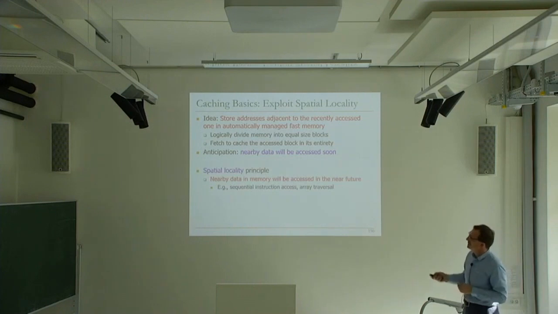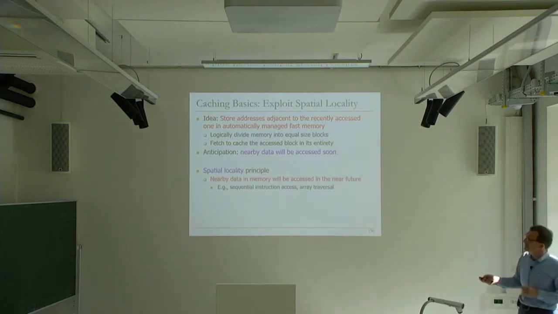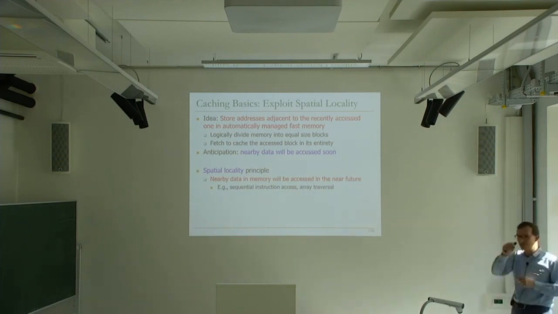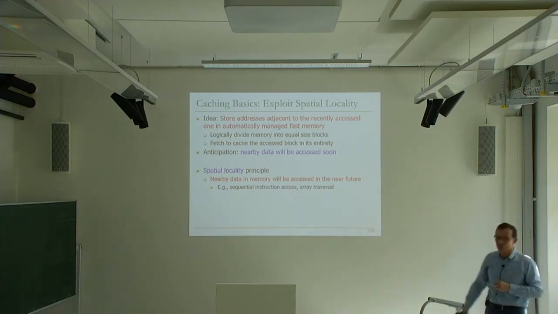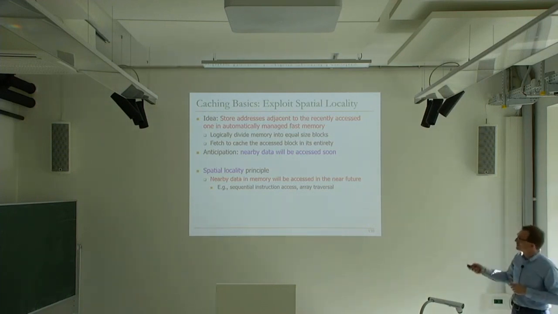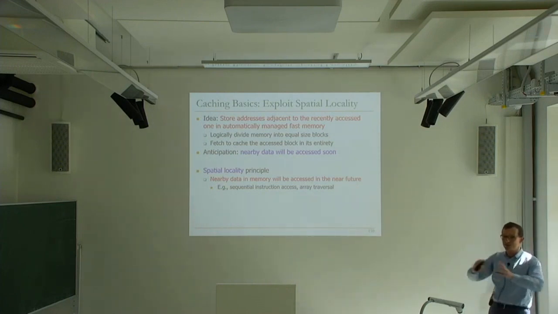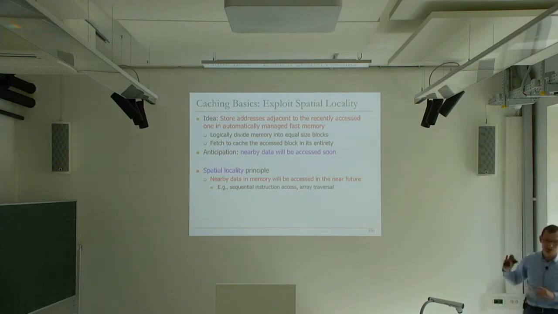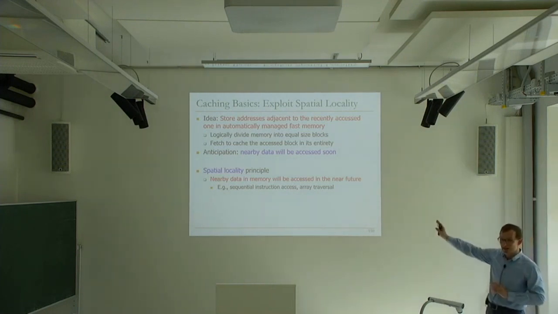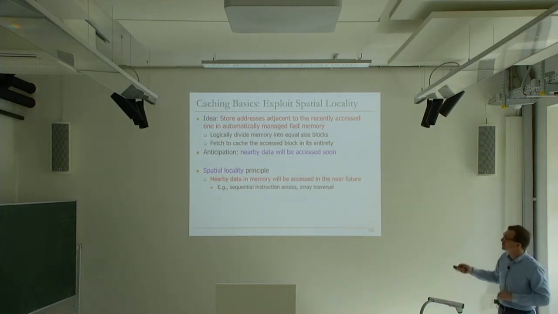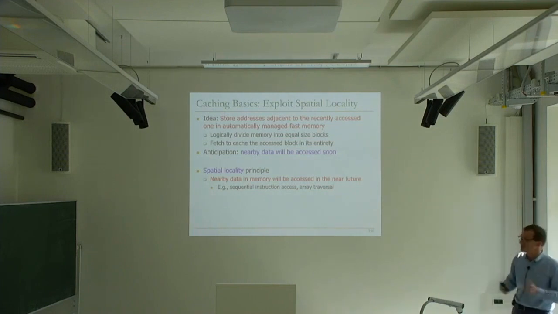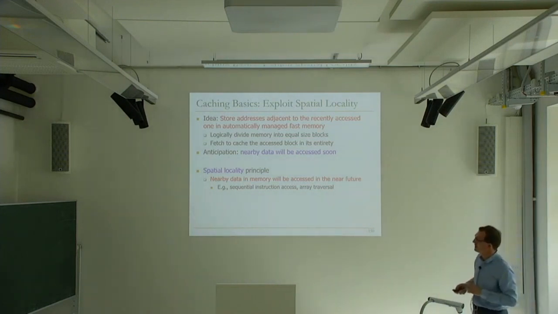And again, this exists in many programs. Nearby data in memory will be accessed in the near future. That's the spatial locality principle. If you're doing sequential accesses in the instruction stream, whenever you're executing a program, it's usually sequential. If you're doing an array traversal, that's also true. If your data structures are laid out nicely, you will get sequential accesses. But it's not always true, actually. A lot of the graph programs today, as we will discuss, have a lot of random memory accesses. So this principle doesn't always hold. The temporal locality principle doesn't always hold either. It really is a program characteristic in the end.